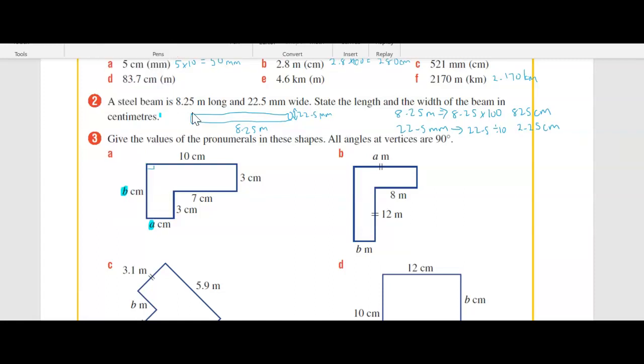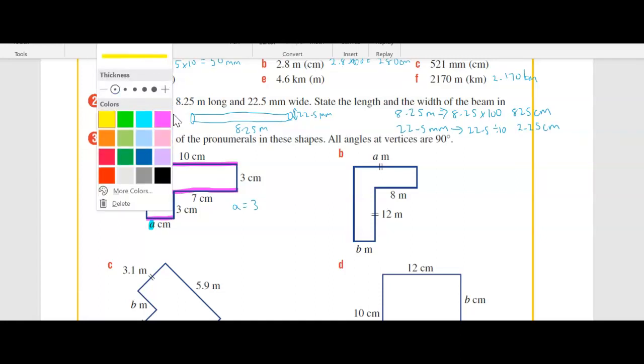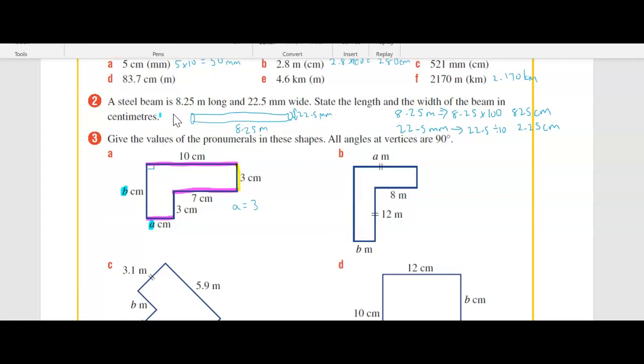Okay, so if I know this is 10, that is made up of this length here and this length here. If I put them together, it's going to be 10. So what do I add to 7 to get to 10? It's going to be 3. And then on the other side, I've got 3 centimeters here, 3 centimeters here, and that's the same as this one here, B. So B is equal to 3 and 3, which is 6.